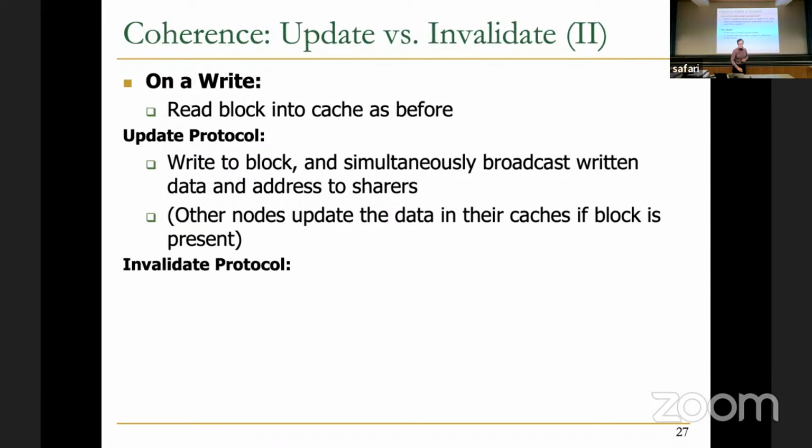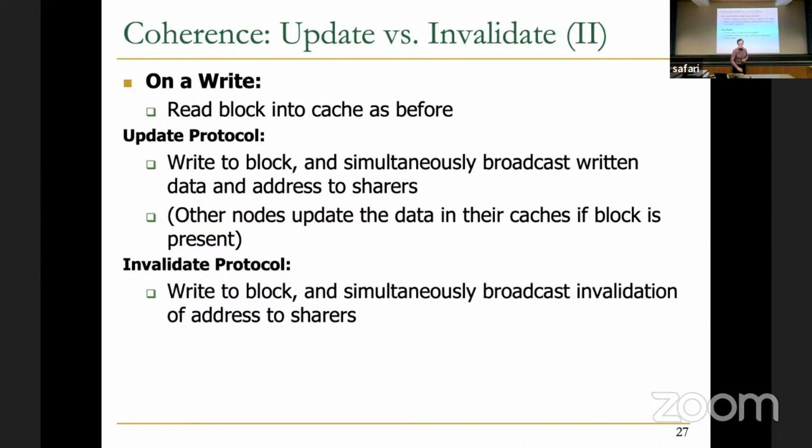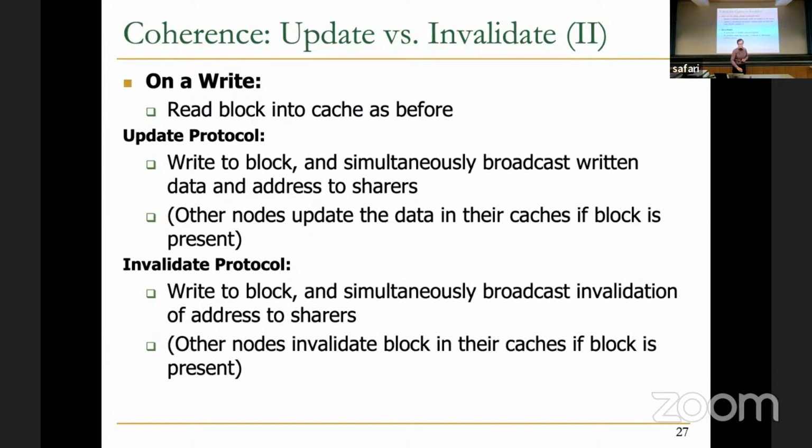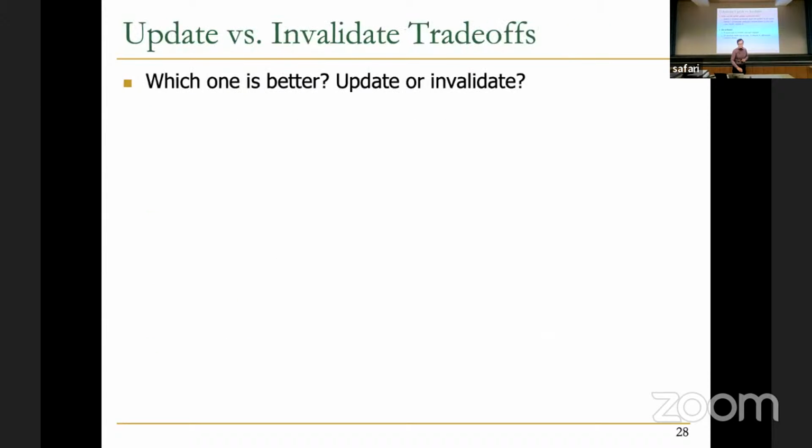Okay? So invalidate protocol, essentially you don't send the data, you write to the block and simultaneously broadcast an invalidation request. So you don't send a 64-byte cache block, let's say, or the delta update that you're doing, a small amount of that cache block. You just send the address of the cache block that you're writing to and say invalidate if you have the copy. And other caches invalidate the block if the block is present in the cache. Hopefully that makes sense also.